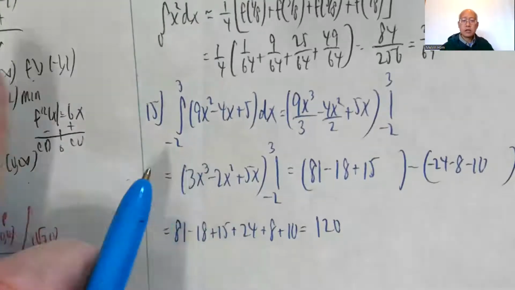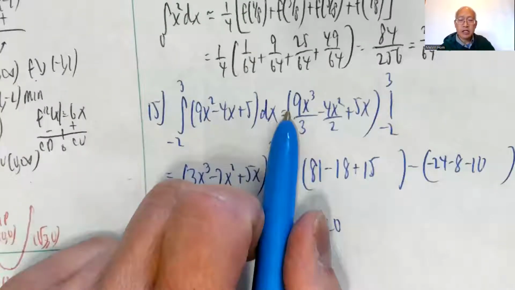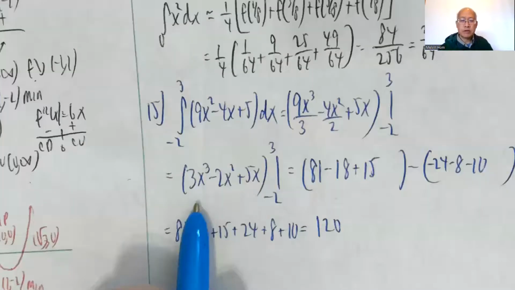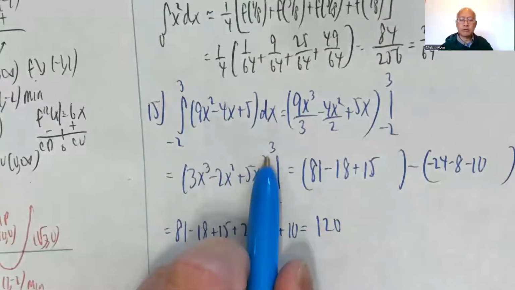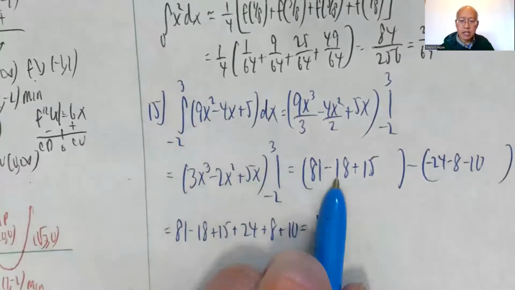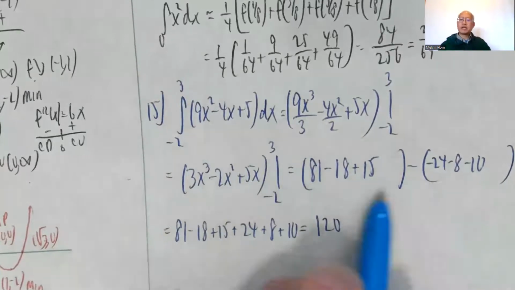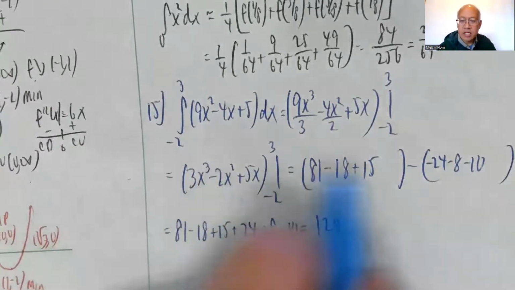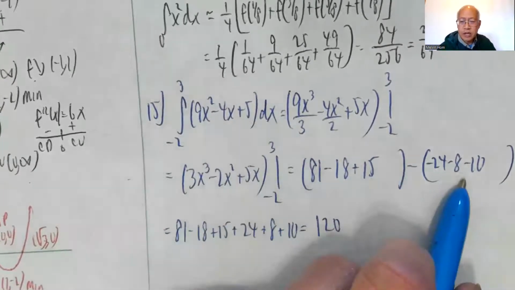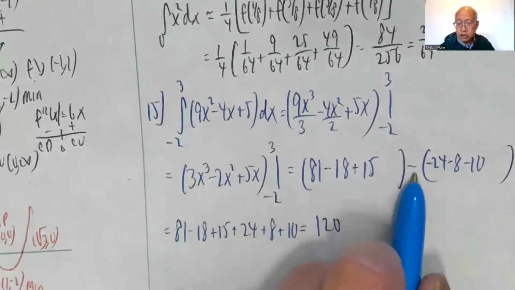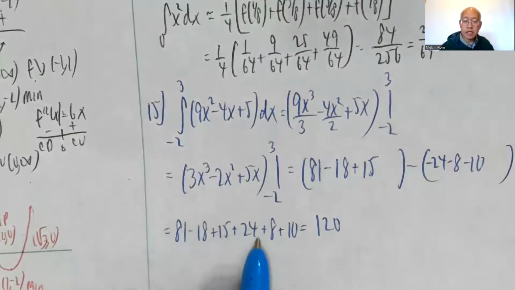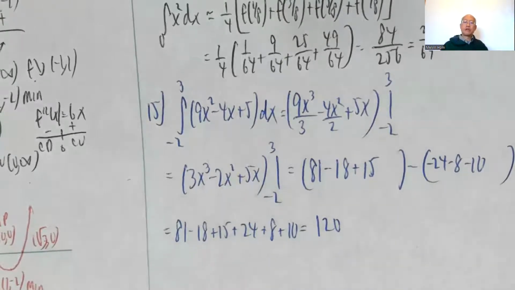And finally, 15, integrate this. So 9x cubed over 3 minus 4x squared over 2 plus 5x from negative 2 to 3. That comes out to be 3x cubed minus 2x squared plus 5x from negative 2 to 3. Plug in 3: 3 times 3 cubed is 81, minus 2 times 9 is 18, plus 5 times 3 is 15, minus, plug in negative 2. 3 times negative 8 is negative 24. Negative 2 times positive 4 is negative 8. 5 times negative 2 is negative 10. Since these are all negatives and I have to distribute, I'll just make all these positive. So 81 minus 18 plus 15 plus 24 plus 8 plus 10, punch it in the machine, you get 120.